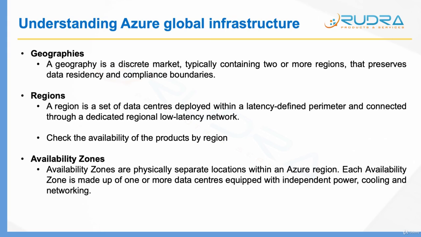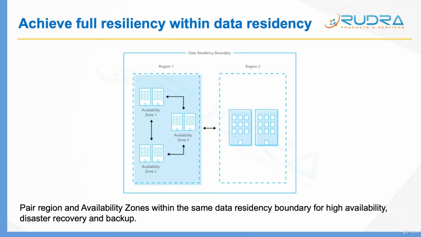Okay, so how can we use all these 3 together to deliver a high availability solution? Let me show you that. So you can achieve full resiliency within the data residency by using geography as your data boundary, and by using regions as your DR, and by using availability zones for high availability. Okay, geography in terms of defining the data residency boundary, regions in terms of defining your DR, RTO, RPO, and all those stuff. And in terms of high availability within the region, use availability zones.